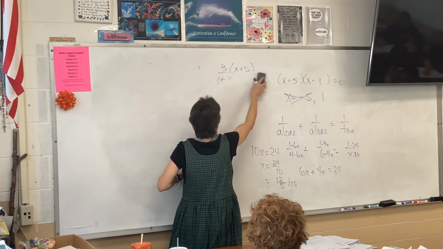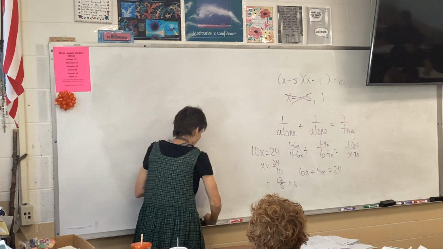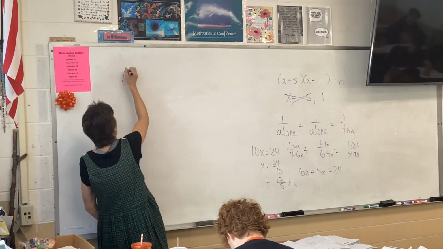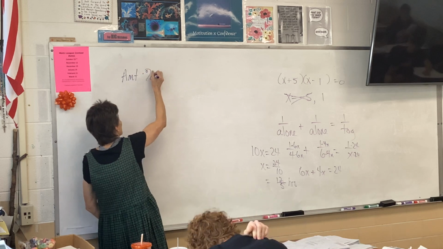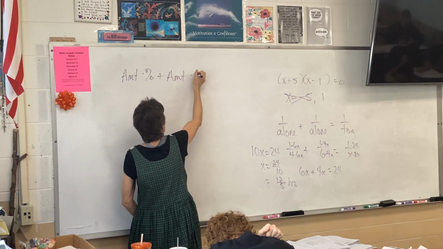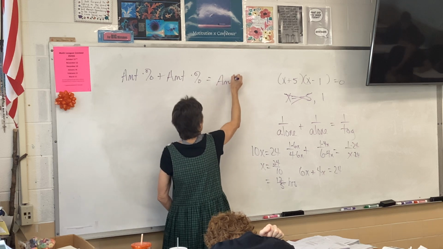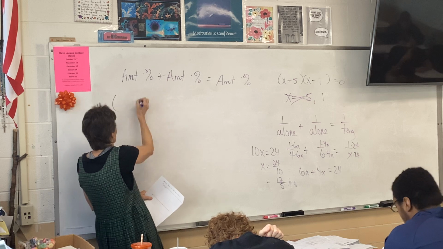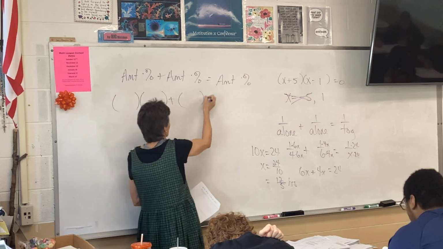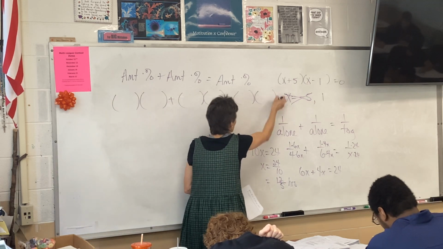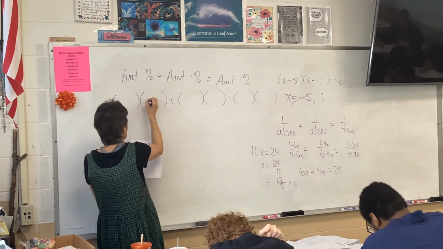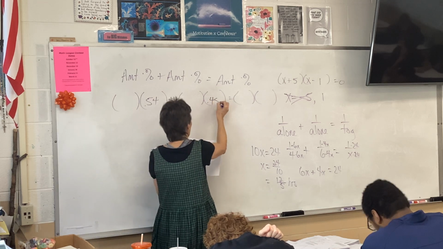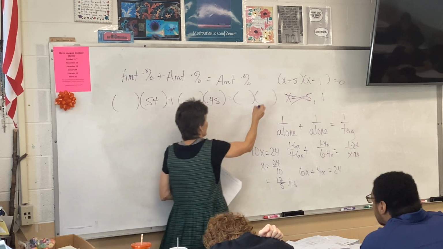All right, here we go. Last one. What is our general setup for this problem? Amount times percent plus amount times percent equals amount times percent. Probably gonna need a calculator for this one. So let's fill in our percentages. So we've got 54% and 45% and 49%.